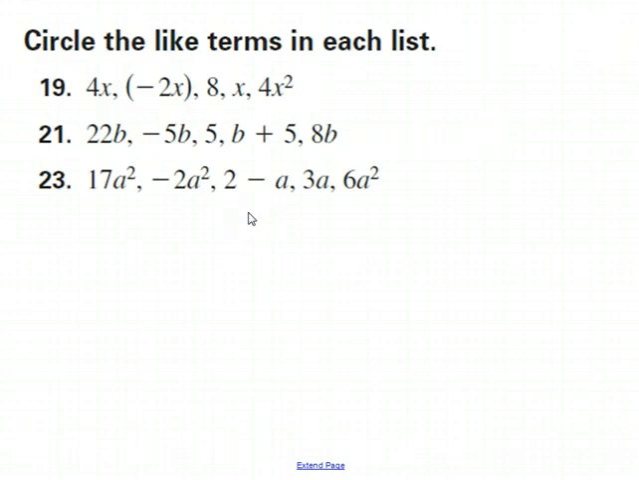So go ahead, actually I'll do the first one, 19. I'll circle the like terms in the list number 19. There they are in blue. The other two, 8 and 4x squared, can't be combined with anything else in question 19. Now hit the pause button, do the same for 21 and 23, and when you come back I'll show you the answers.